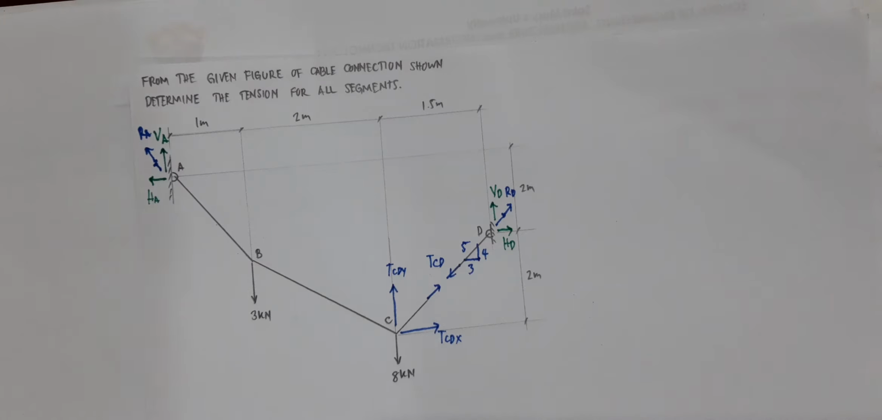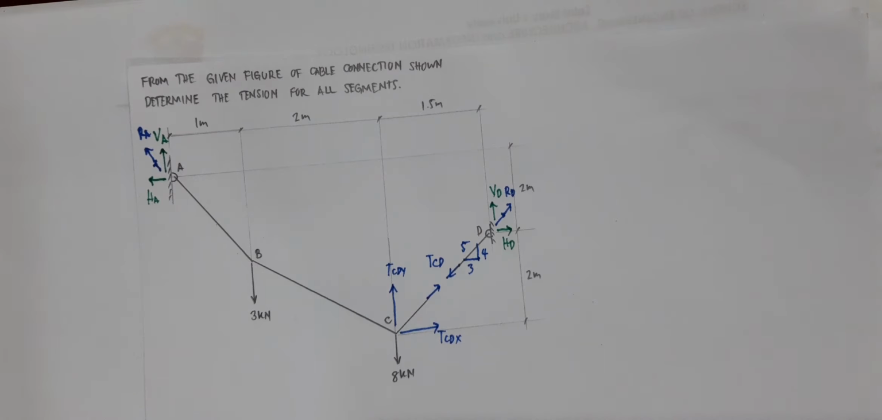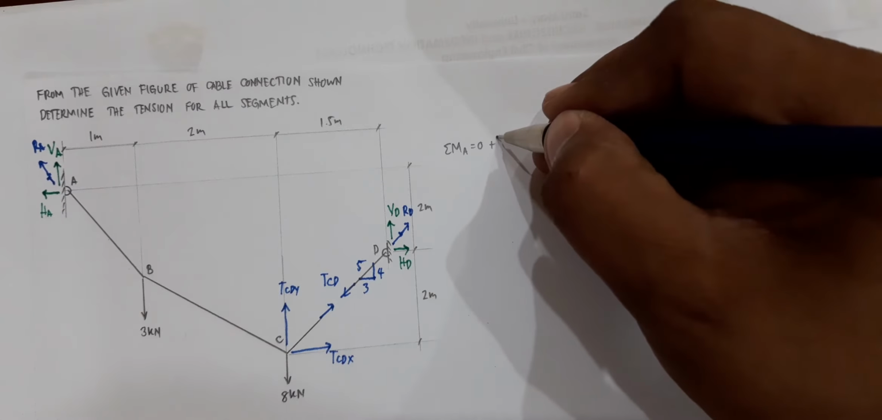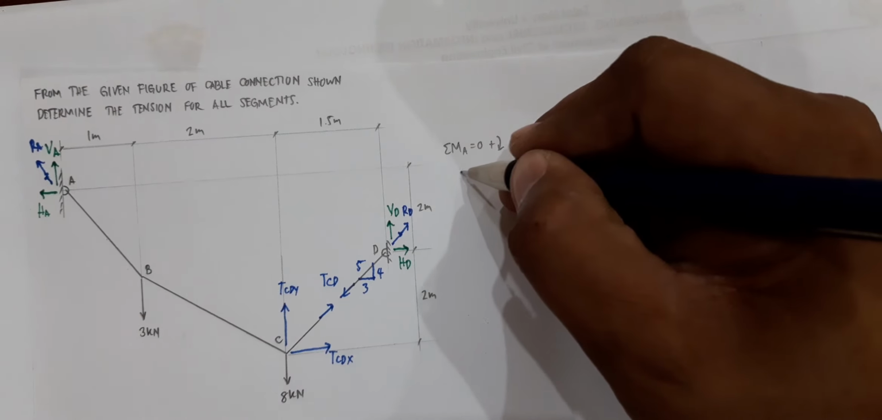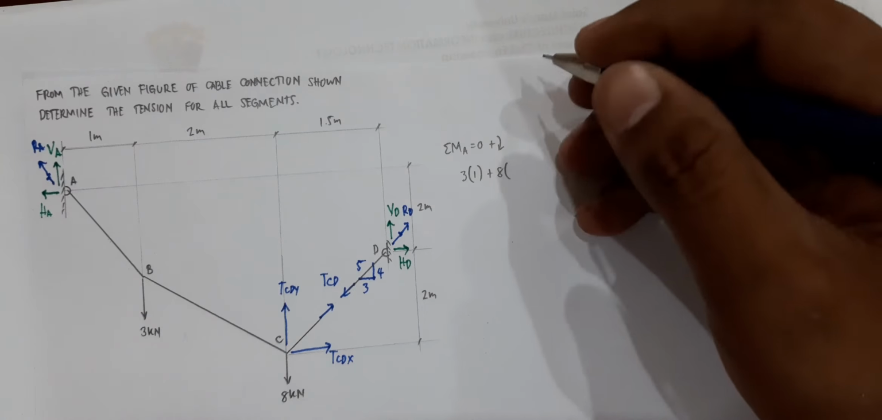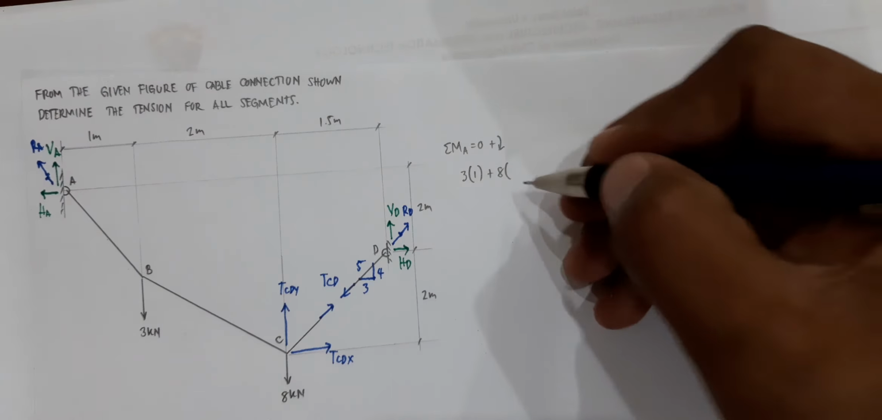So with that, you can now take this part of your system as a free body. Taking summation of moments at A, summation of moment at A is equal to 0. Let's take positive clockwise. In the clockwise direction about A, you would have 3 kilonewtons and then 8 kilonewtons as your positive rotation, and then you have TCDY and TCDX as the opposite rotation. Starting with 3, the lever arm of 3 is 1. Next, you have plus 8. The lever arm for 8 from point A is 3.